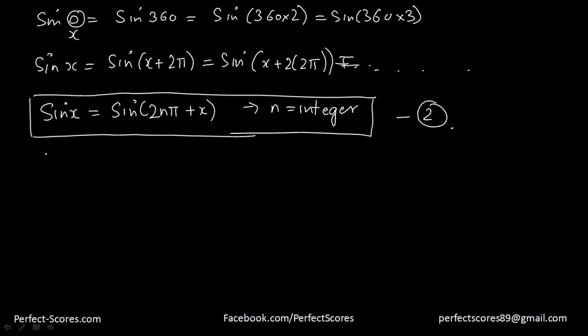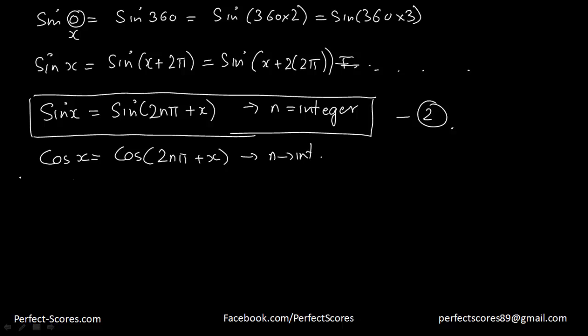And the third one is that the same thing is followed for cosine of x as well. That is, cosine of x is equal to the cosine of 2n pi plus x. Again, n is an integer, right? So the same thing happens to this function. I suppose you've already seen that.